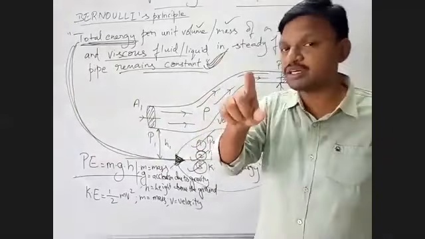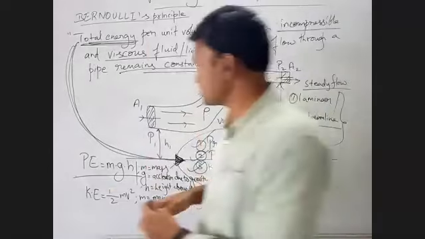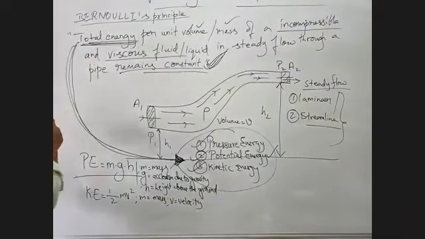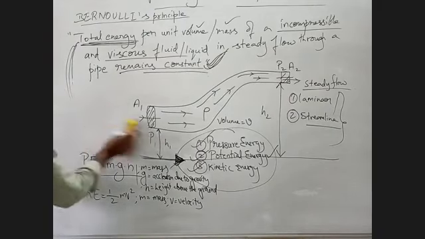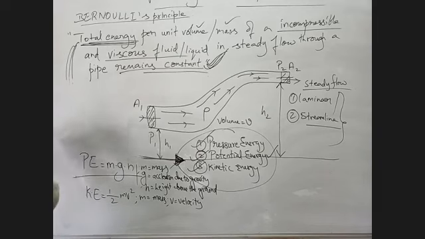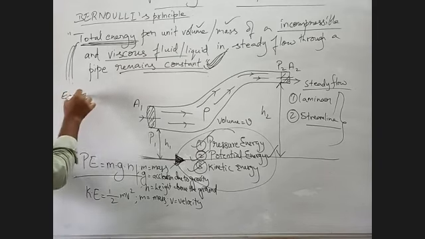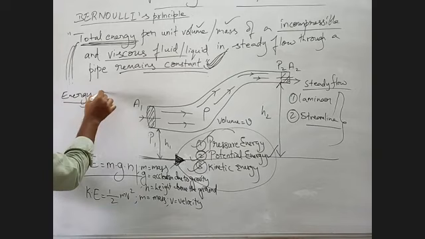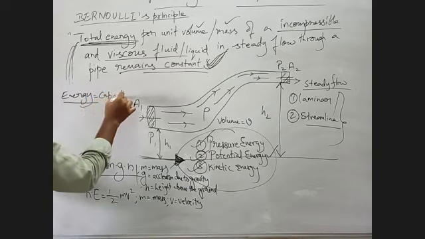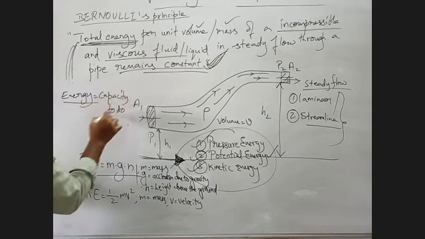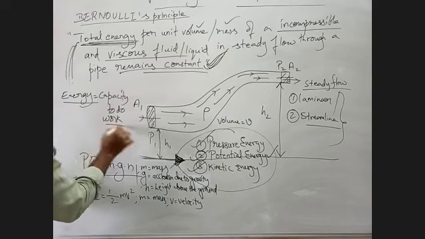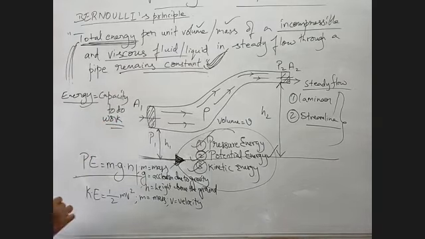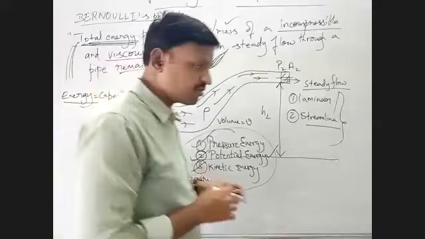The ability to do work we have as energy. So once again we come to the definition of energy. Energy equals capacity to do work. Capacity to do work is called energy. It is a very simple thing. So then we are defining different types of energy here.